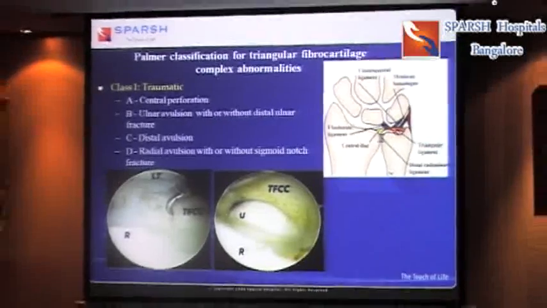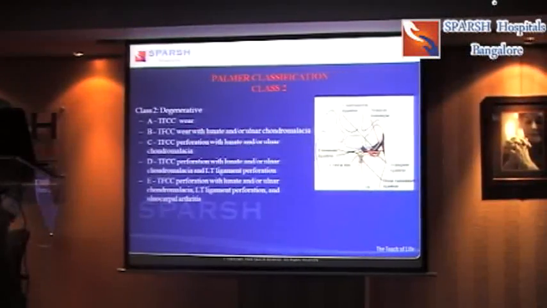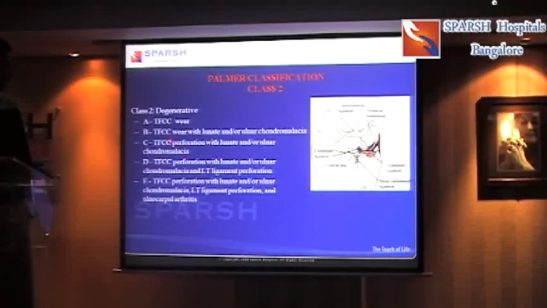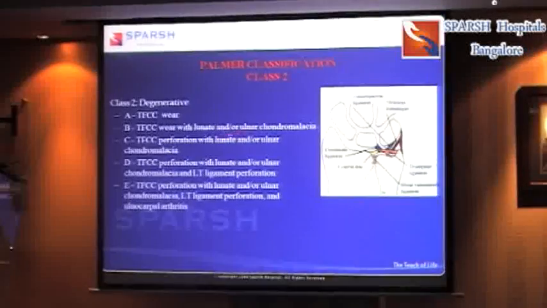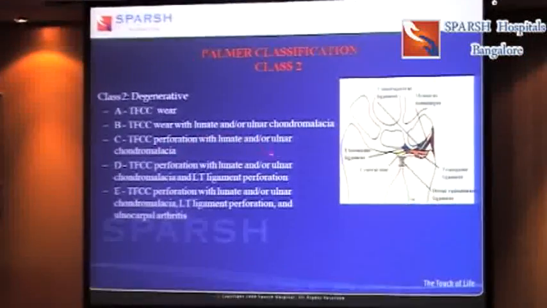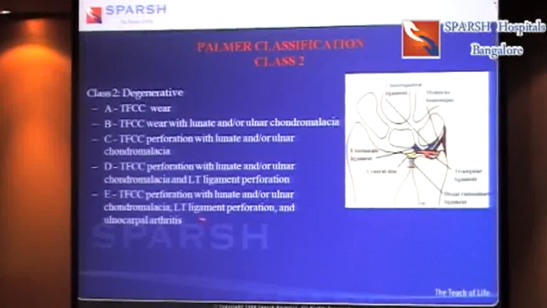The ones we are seeing after the 4th and 5th decade are degenerative. They will have a wear. It's not a tear, it's a wear. And there will be lunate or ulnar chondromalacia. If they have perforation with lunate or ulnar chondromalacia, which is changes on this side, okay, lunate and ulnar chondromalacia.